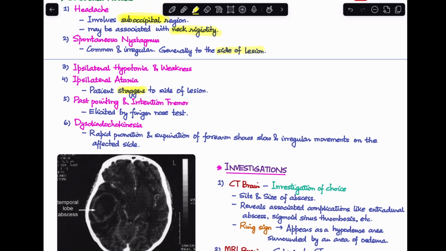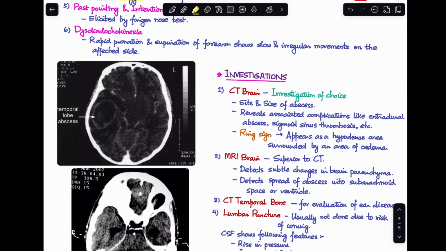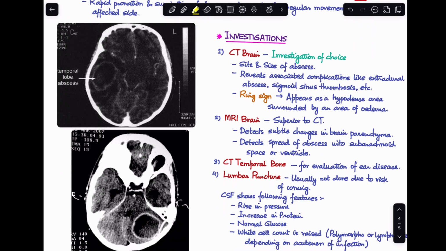And this diadochokinesia, which is basically when you rapidly pronate and supinate the forearm, the patient will show a slow and irregular movement on the affected side. So these are all clinical features that you will be seeing in a case of otogenic brain abscess. Now let's discuss how we will investigate this disease.